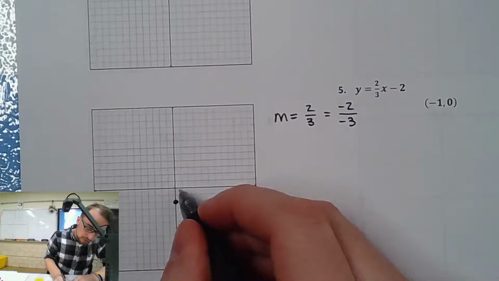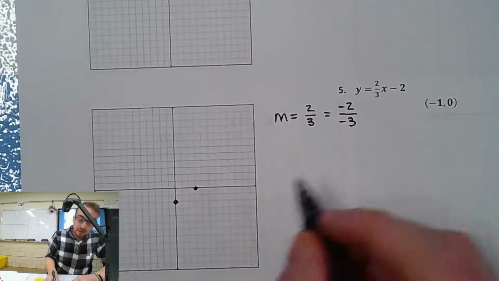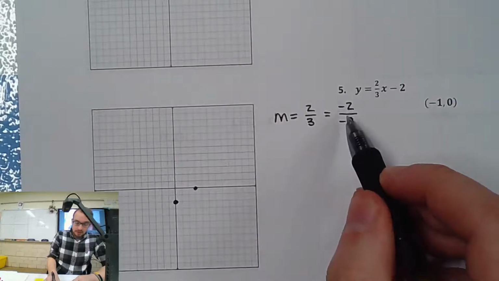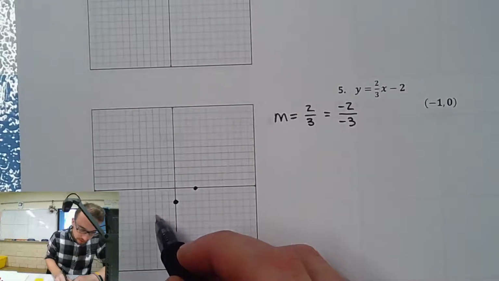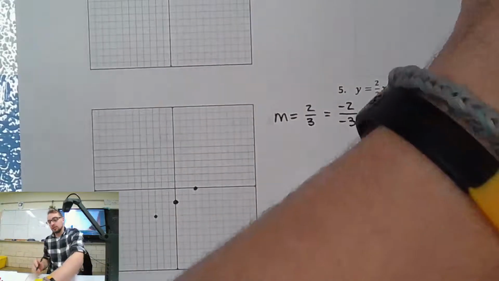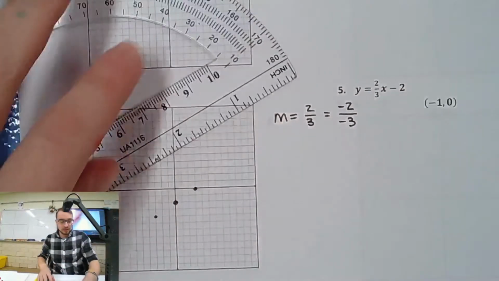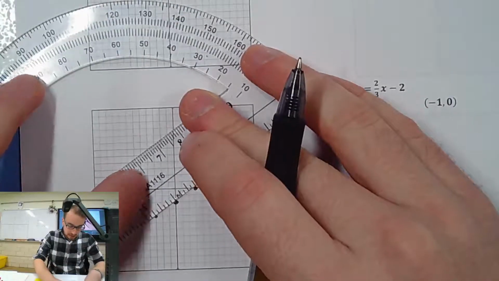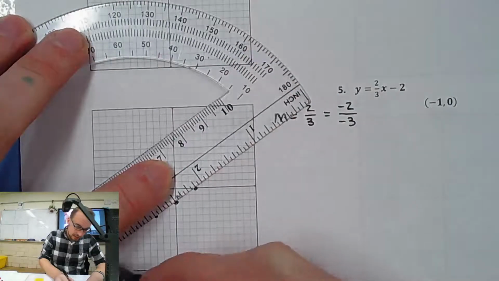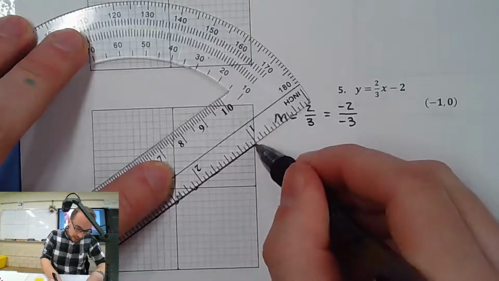If I go up 2 and to the right 3, I get here. I could also do my other slope, which is the same thing: down 2, left 3. They'll get you the same line. We shouldn't have any bends in this. It's all linear, so when I connect those dots, I get this for my line. Again, the more dots you do, the more accurate your line will be.